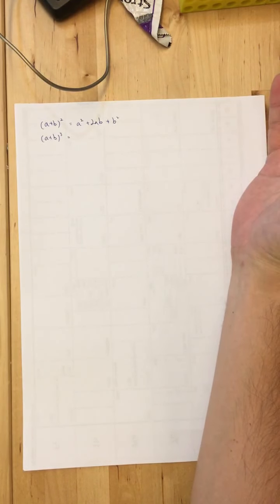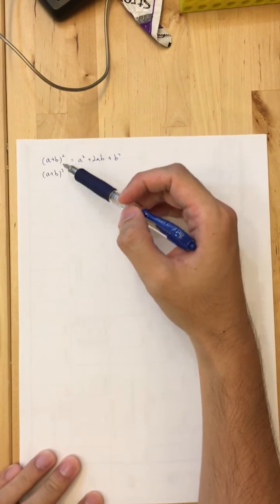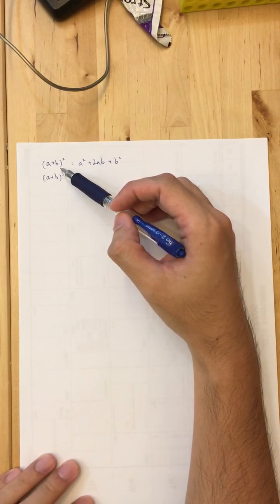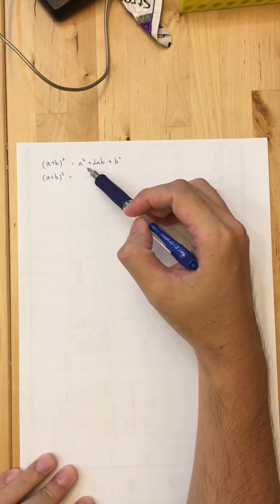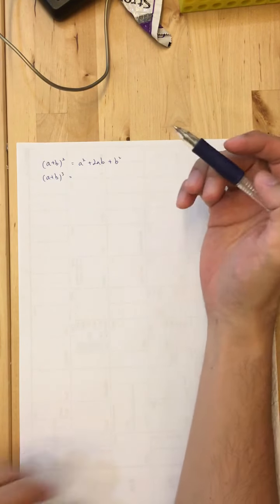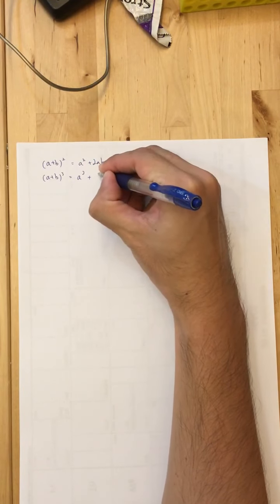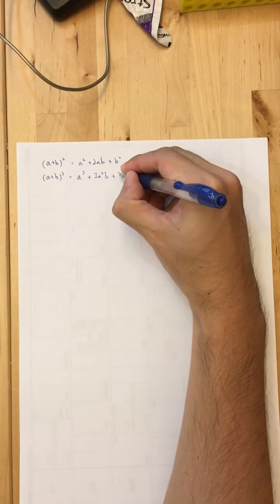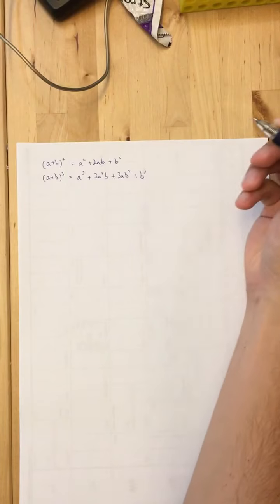Binomial expansion, why do we need it? Basically because we need expansions for factors to the power of something. So the simplest one that you have learned will be (a+b) squared, which by now you should know is a squared plus 2ab plus b squared. Then what is (a+b) cubed? It should be a cubed plus 3a squared b plus 3ab squared plus b cubed.